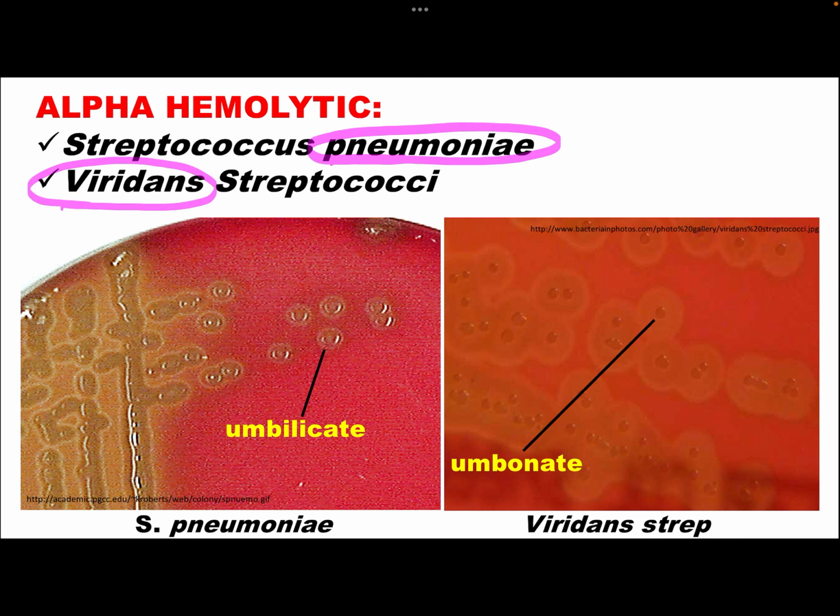So in this case, Streptococcus pneumoniae is umbilicate, and of course, has larger colonies. But for viridans streptococci, it's umbonate. This is umbonate. This is umbilicate. It's depressed at the center. And another thing, the colonies of viridans streptococci are smaller as compared to the colonies of Streptococcus pneumoniae. Also, you can observe greenish coloration on blood agar plates. That is not a complete hemolysis. That is just an alpha hemolysis.